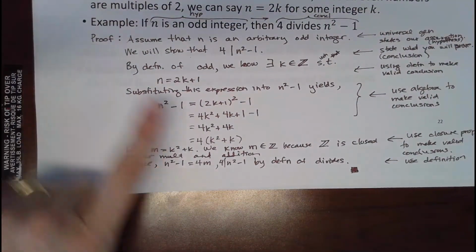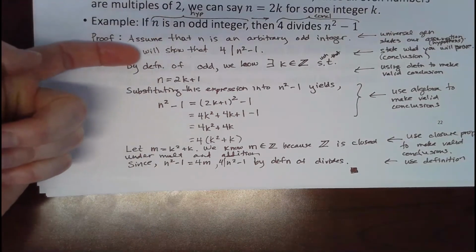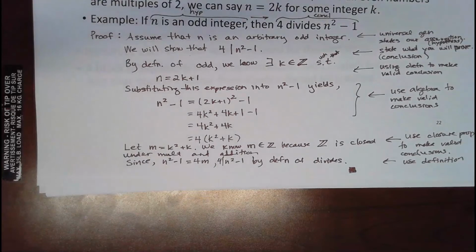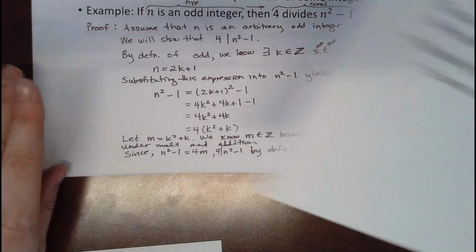So I've marked my beginning and my end. I've said my assumptions. I kind of gave a little roadmap. And I've only used the valid things that we all agreed that we're allowed to use, like definitions, algebra, closure properties of integers, just of integers, to make an argument to prove what I'm trying to prove. Okay. So that's a great example of how you might go about writing a proof.